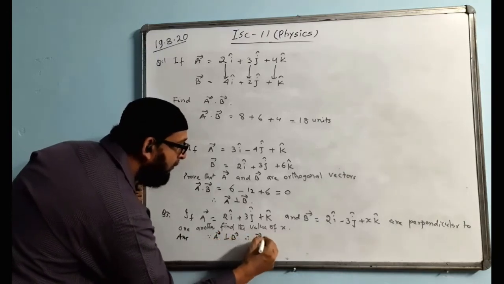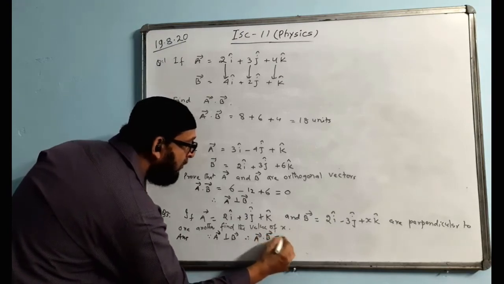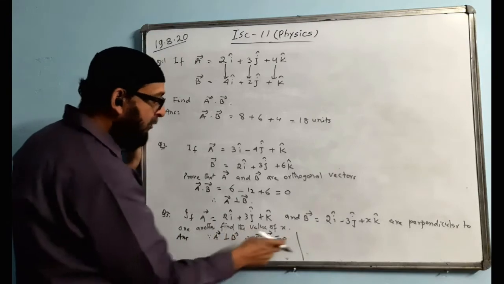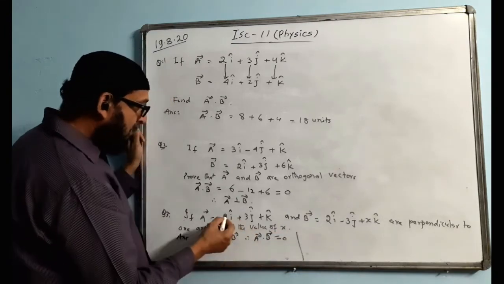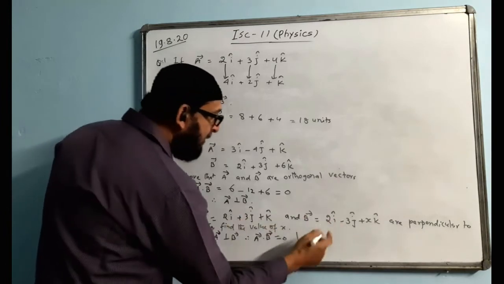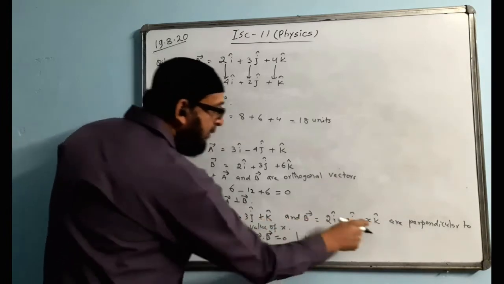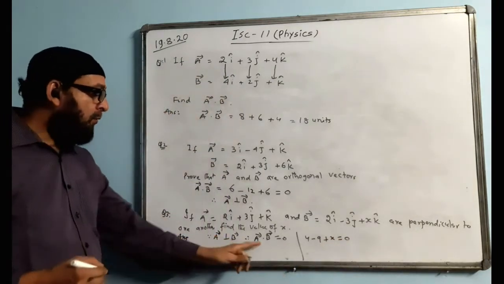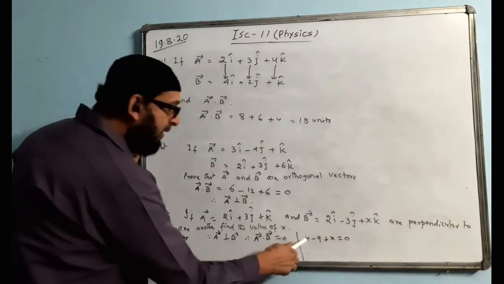therefore A dot B must be equal to 0. Let us find A dot B. 2 2s become 4. 3 into minus 3 becomes minus 9. 1 into x becomes x, and it must be equal to 0, because the dot product must be equal to 0. I have taken the dot product directly.